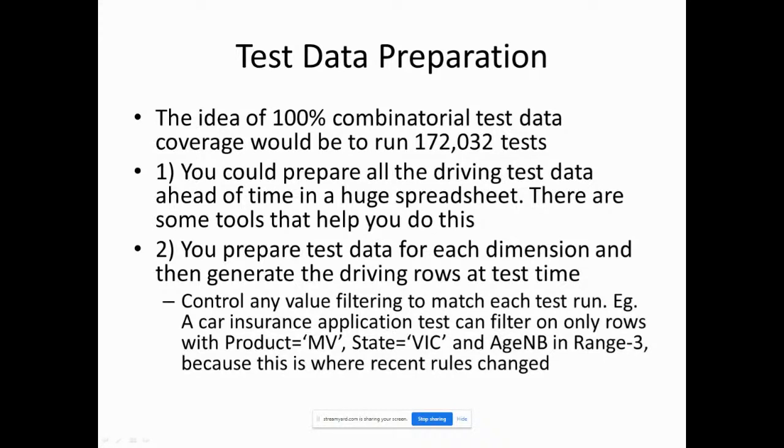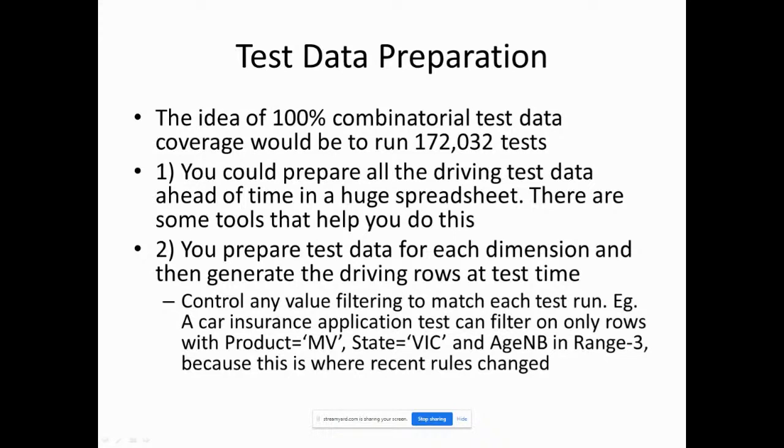Or on the other hand, you could prepare your test data in terms of each of the combinatorial dimensions. And then you could generate the driving rows at runtime with late-bound filters, which actually saves a lot of time preparing test data. So the way that TAFHub works is it doesn't generate these combinatorial test data structures in advance. It generates them at runtime as you request them using algorithmic mechanisms.